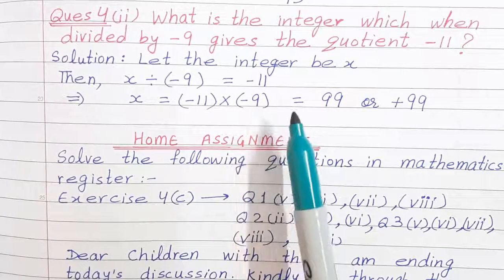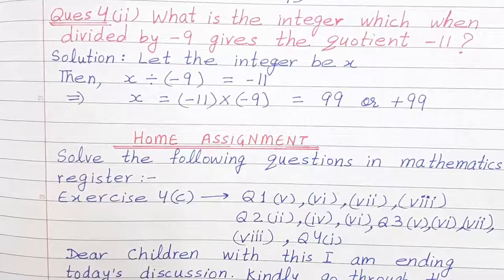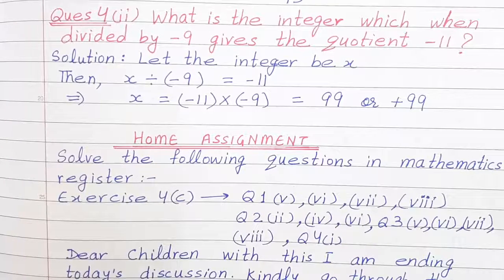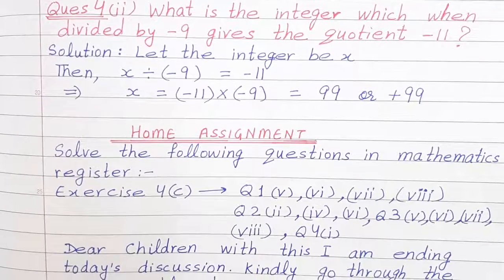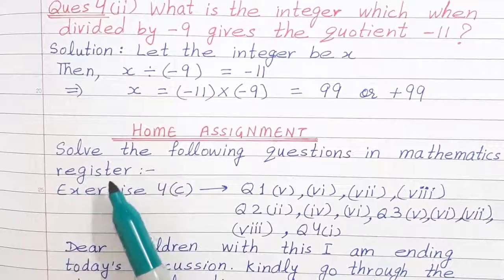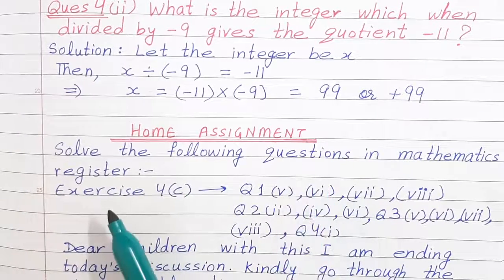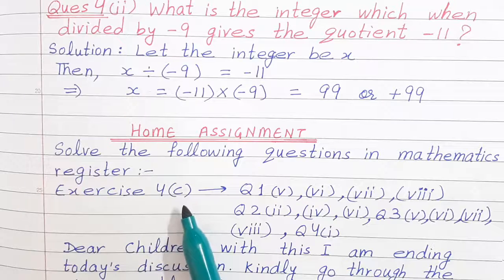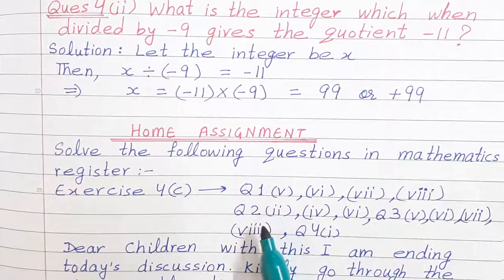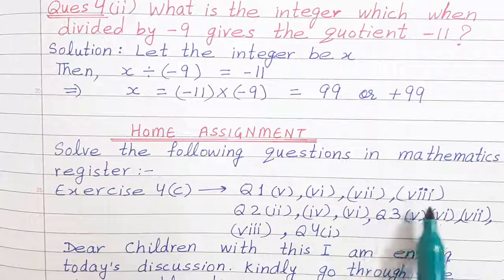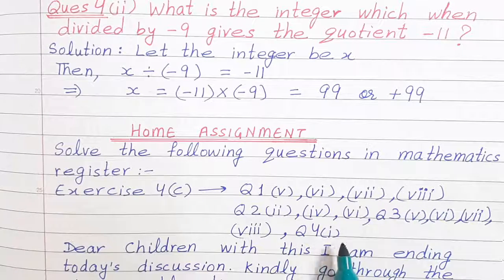Now by this I am concluding today's lesson. I hope you have understood. Children, please go through all the examples, all the explanations very well. Now please note down your homework. You have to solve the following questions in your maths register. All the questions from exercise 4C, that is question number 1, 2, 3 and 4. Children, do all the given parts in your register.